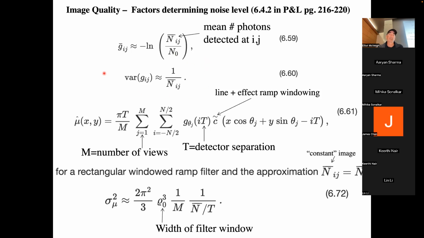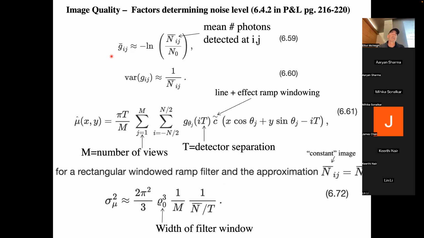And so Jerry Prince derives an expression. In the end, the expression we're working towards is, what is the variance of our estimate of mu, which is the linear attenuation coefficient, at a particular position in the image. So if I did this image 100 times and looked at the change in value that I estimate over those 100 times, what is that variance, right? And how is it affected by parameters involved in the acquisition?